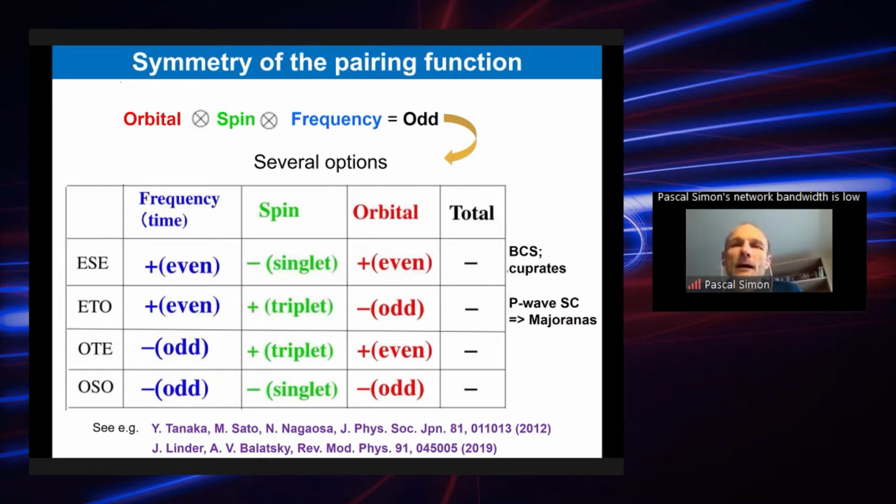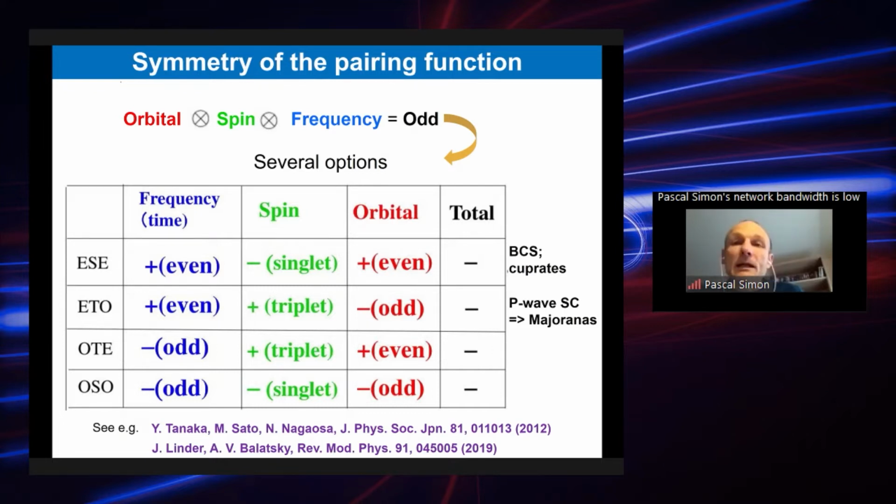So let's assume that the electrons have three degrees of freedom: orbital degrees of freedom, spin degrees of freedom, and this time ordering, this frequency degree of freedom. And the product of the three must give you something odd for the pairing function. So therefore you have these options. The standard one is even frequency pairing, spin singlet, and orbital even. That's the standard s-wave superconducting order parameter, so BCS, cuprates. But you may also get even frequency pairing, spin triplet but odd orbital.